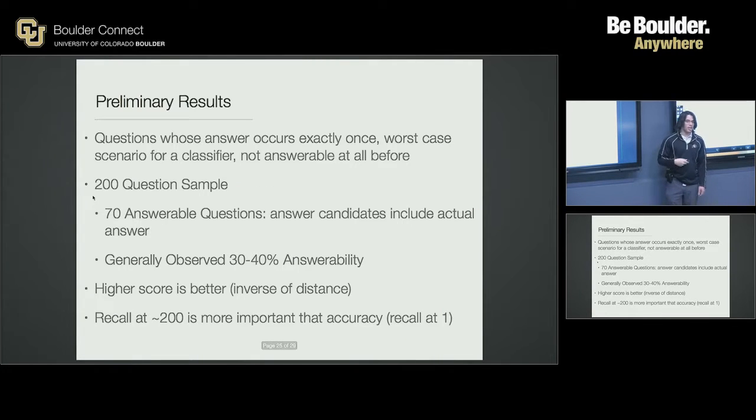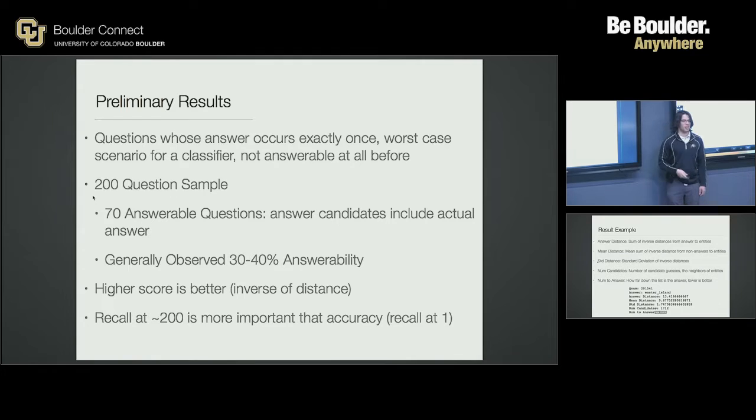So preliminary results, I've tried questions that have only one training example, so things that our current system could never, ever get correct. Took a 200 question sample. Of those, 70 questions using the method before somehow in the list of candidates include the answer. So 70 of them are answerable. And in the results that follow, a higher score is better because I'm scoring by the inverse distance so that the math works out. Also the point being, it's more important that the answer is captured in the top 200 guesses than that the top guess is correct, because later we do other features like the language model, et cetera, that can do well if the answer is in the top 200 or so.